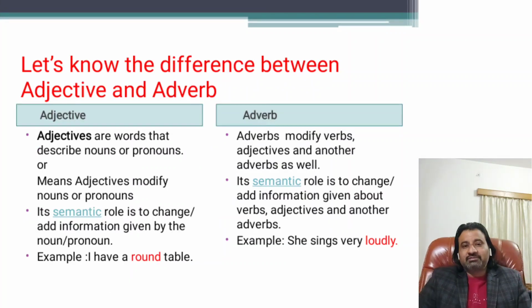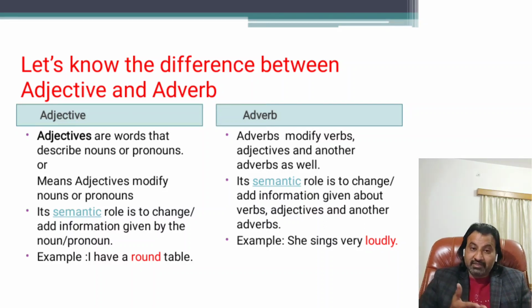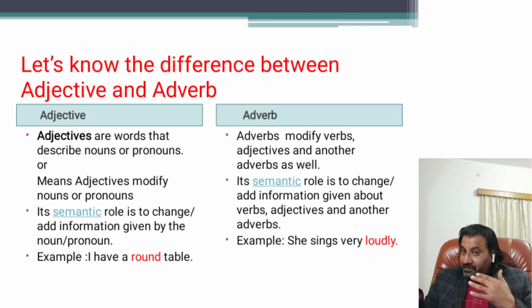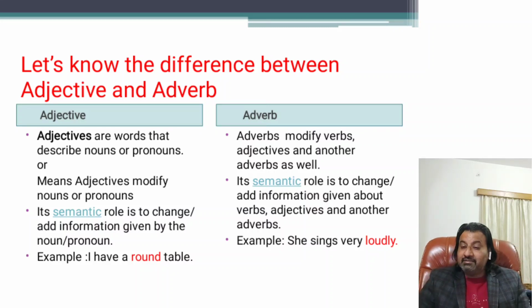Let's know the difference between adjective and adverb. Adjectives are words that describe nouns and pronouns. We know all that. And as far as adverb is concerned, we know an adverb modifies a verb, whereas an adjective modifies a noun and pronoun. An adverb modifies a verb, an adjective, and another adverb as well.